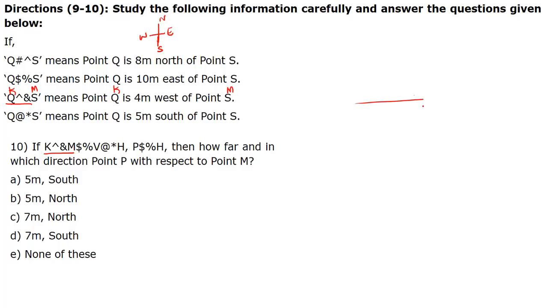So point M is this. Point K is 4 meters to the west of point M, so point K has to be placed here. Okay. The next one is M dollar percentage V.